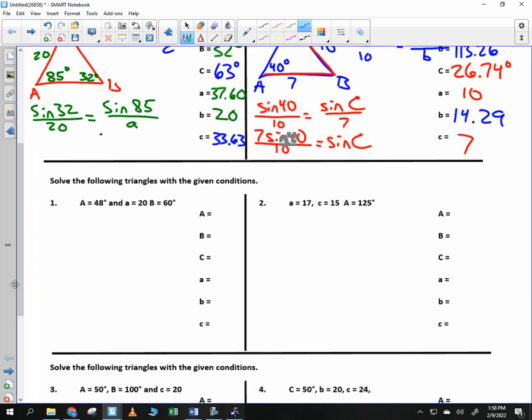Everything on the left-hand side, you're going to be looking for a side first. Everything on the right-hand side, you're going to be looking for an angle first, and therefore you'll need to use arcsine or sine inverse. Okay? So everything on the left-hand side works out like that. Everything on the right-hand side works like that.